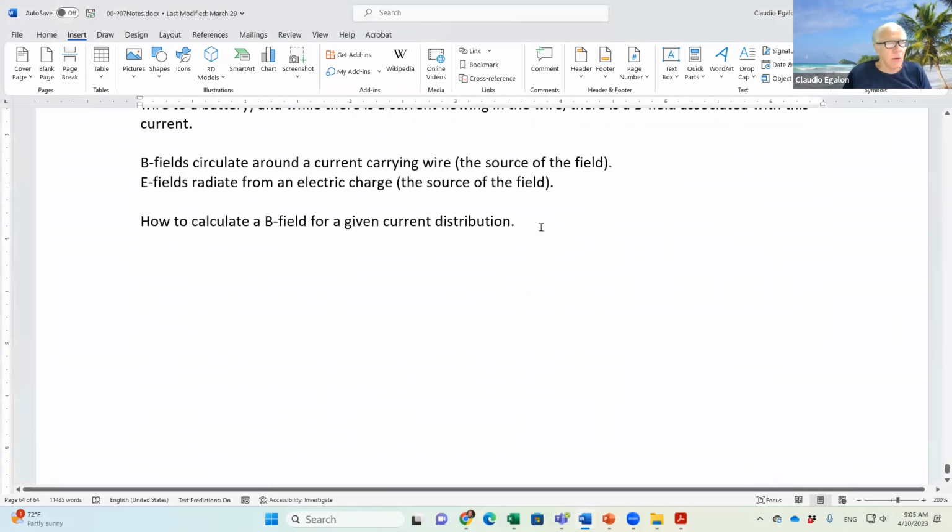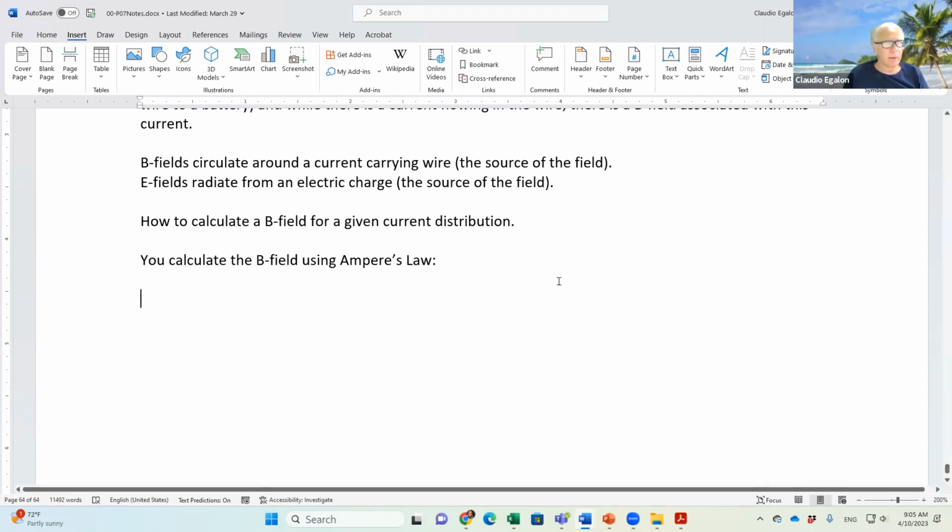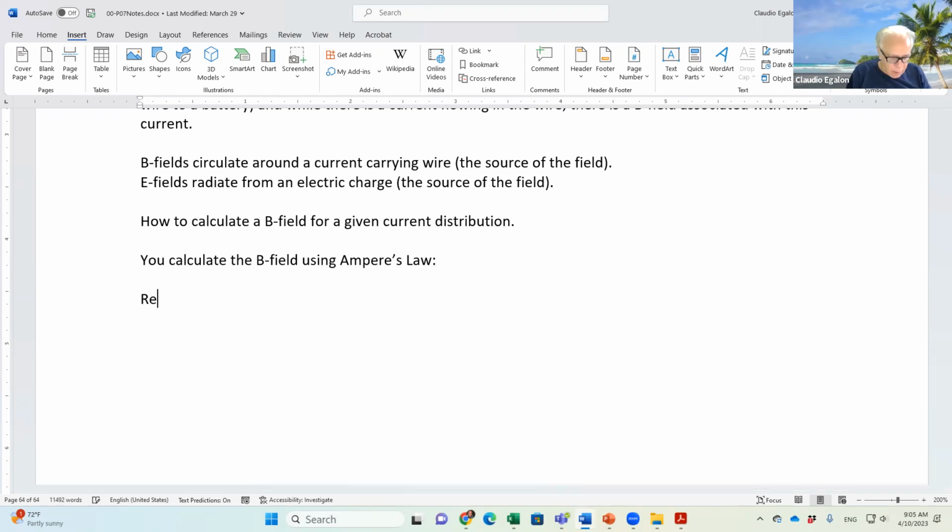So you calculate the B field using Ampere's law. Okay, that's how you do it. So let's rewrite the laws. You write the laws of E and M.